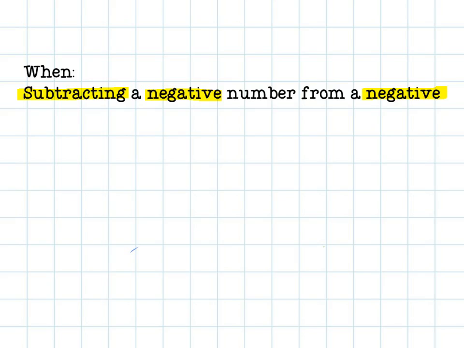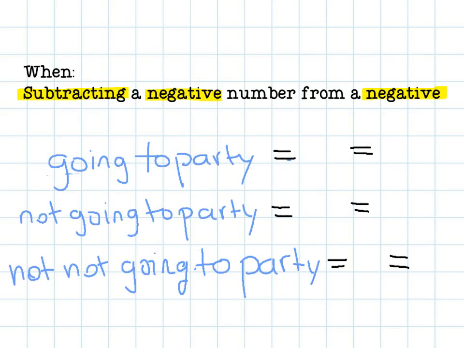So again, if you're going to the party, it's positive. If you're not going to the party, it's negative. If you're not not going to the party, you have double negatives, if that exists in English. Then it will be a negative and a negative. So going to the party is still positive, not going to the party is negative, and not not going to the party, so 2 negatives, is a positive. So hopefully that makes sense to you.